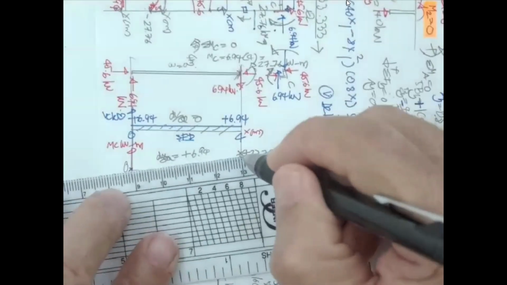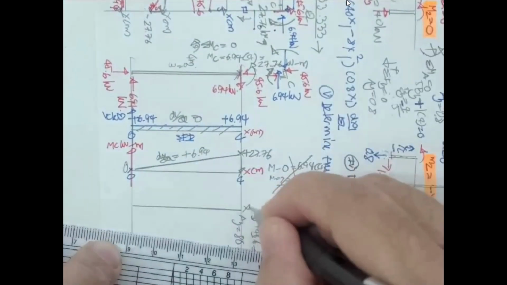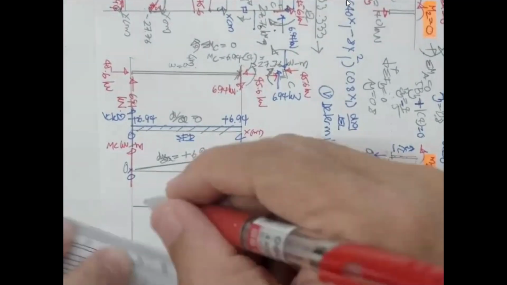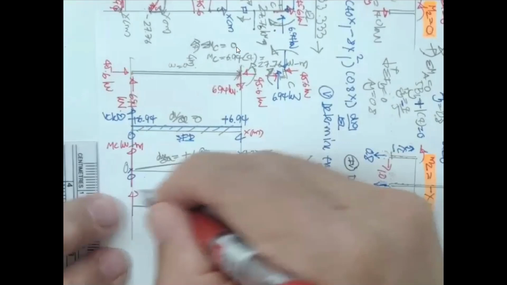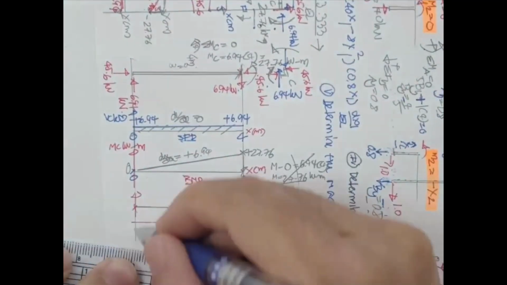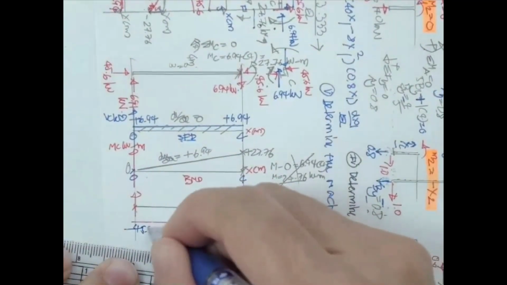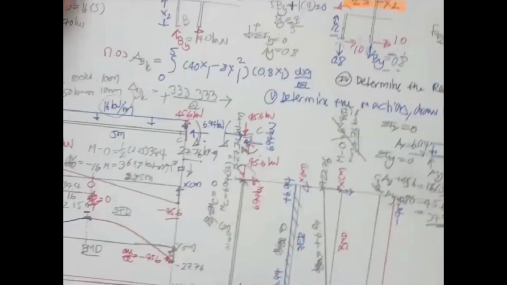Okay, and then you get the last one, the normal force, x in meters, and this is going to be the bending moment diagram. And then the compressive force over here is going to be 45.6. Okay, it's large, so this is going to be minus 45.6, minus 45.6.